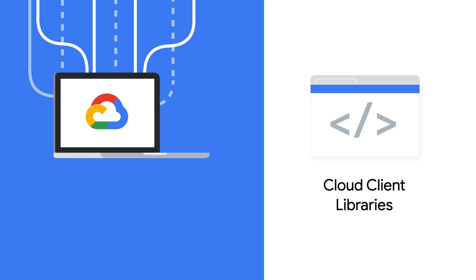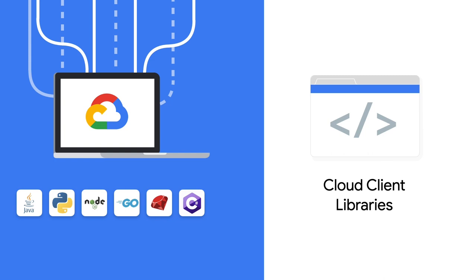Most importantly, Cloud Client Libraries are available for several programming languages, including Java, Python, Node.js, Go, Ruby, C#, and PHP. Each SDK will also have language-specific frameworks and tools as available, so you'll have everything you need no matter what your favorite language is. Cloud Client Libraries are available for more than 100 Google Cloud services.